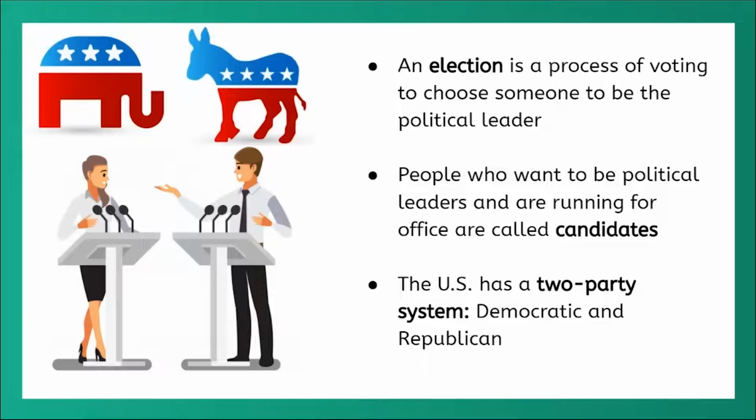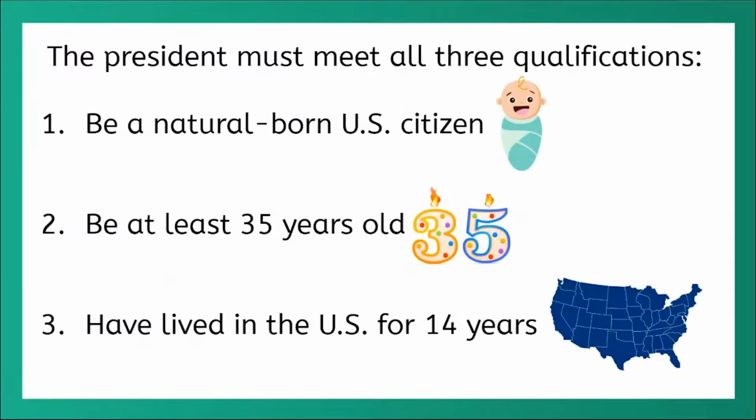In the United States, we have a two-party system. This means there are two major political parties that candidates can belong to. These parties are called Democrat and Republican.